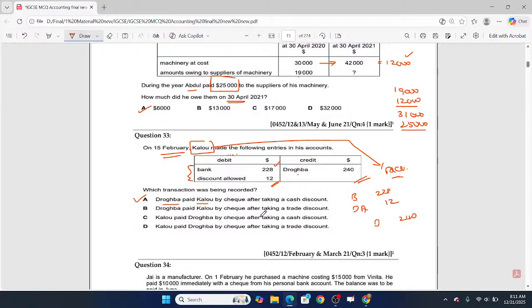D paid K by check after taking a trade discount? It's not trade discount. It's all about payment. In case of payment, it is only cash discount. On purchase itself, because of high purchase or to motivate the buyers to buy more, a discount is offered, which is called trade discount, which is not going to be part of your transaction value. K paid D is not correct, since it is not a payment made by K. Only D paid, and that too after the cash discount. So A is the correct answer.